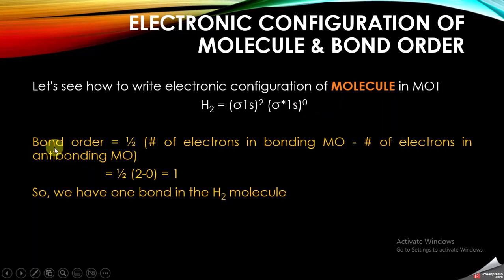And we can also find out the bond order, that is the number of bonds between the two atoms, which is determined from this formula: half of the number of electrons in the bonding molecular orbital minus the number of electrons in the anti-bonding molecular orbital. If you calculate it, we have 2 electrons in the bonding minus 0 electrons in the anti-bonding, and we divide by 2, we get 1. So we have 1 bond in the hydrogen molecule.